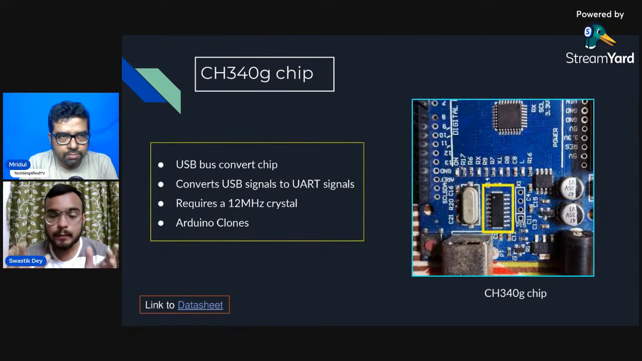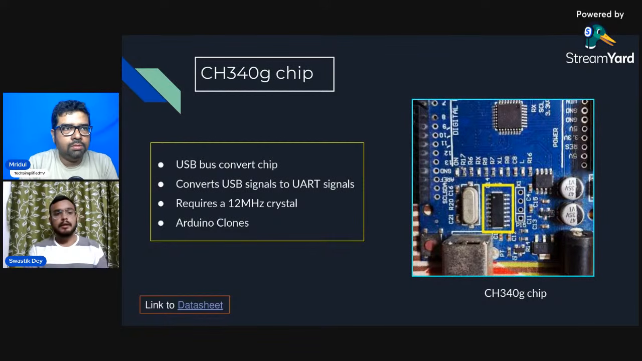So somebody needs to be present to convert the data coming from the PC in USB protocol format to a UART protocol format. And that is exactly what is done by this CH340G chip. This converts the USB signals to UART signals for the microcontroller. Of course, it requires a 12 megahertz crystal with capacitors. We will see the connection of the CH340G chip in our circuitry sometime later. And this particular chip can be found in Arduino clones.